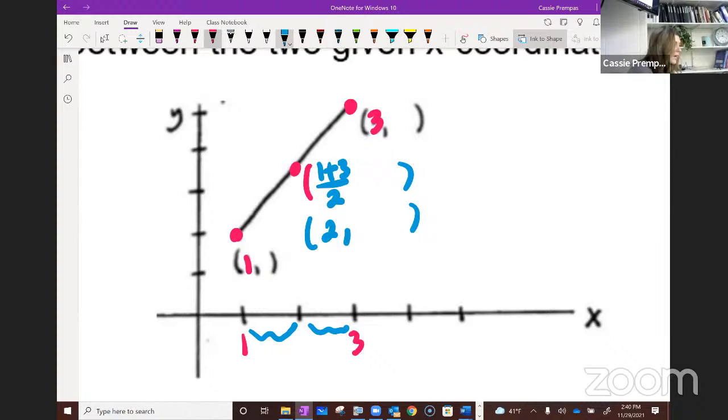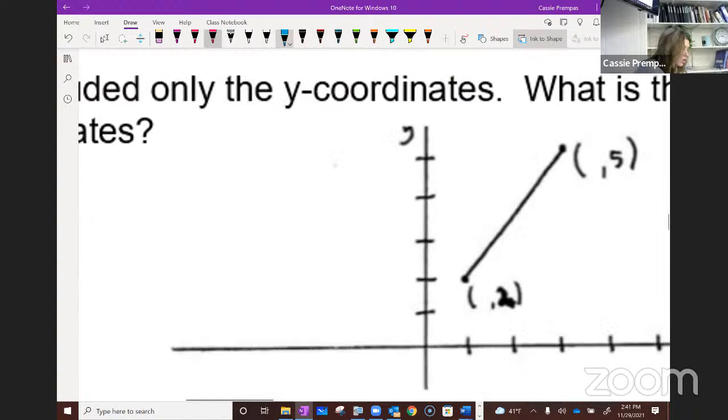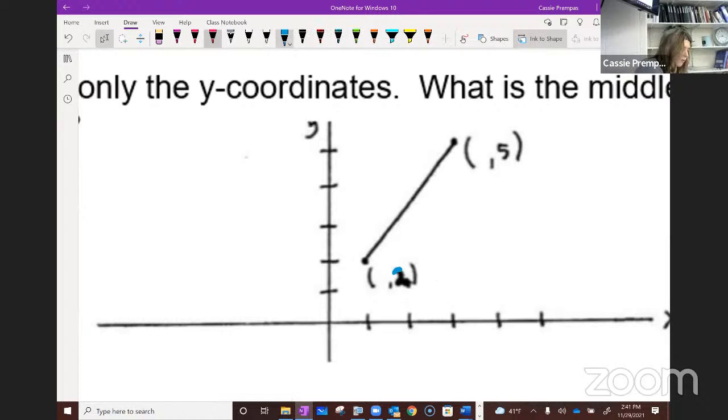Now, what if I give you the y coordinates of these points? And I tell you that the y coordinate is 2 and 5. If you're a visual person, you actually could just look along the y-axis, 2 and 5. What would be the middle between 2 and 5?